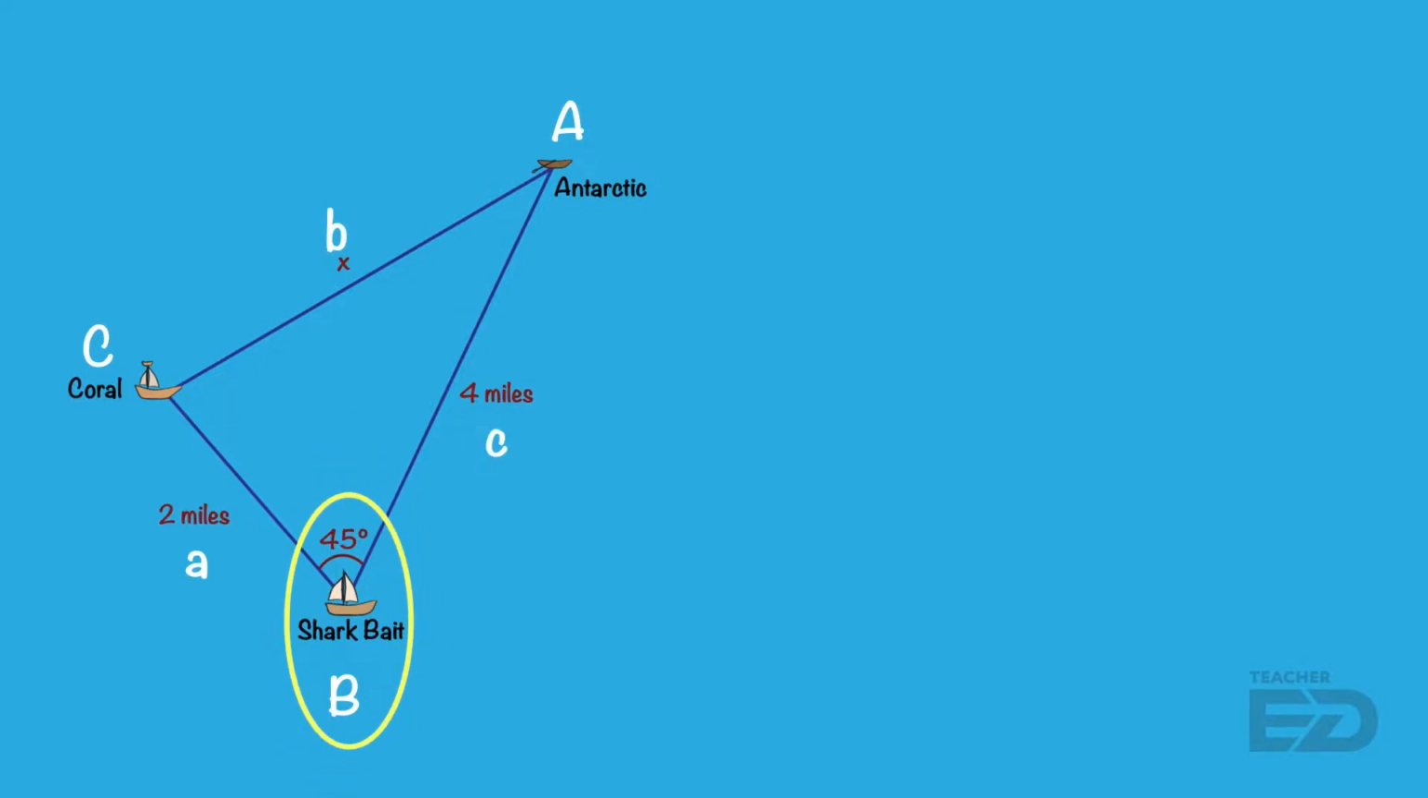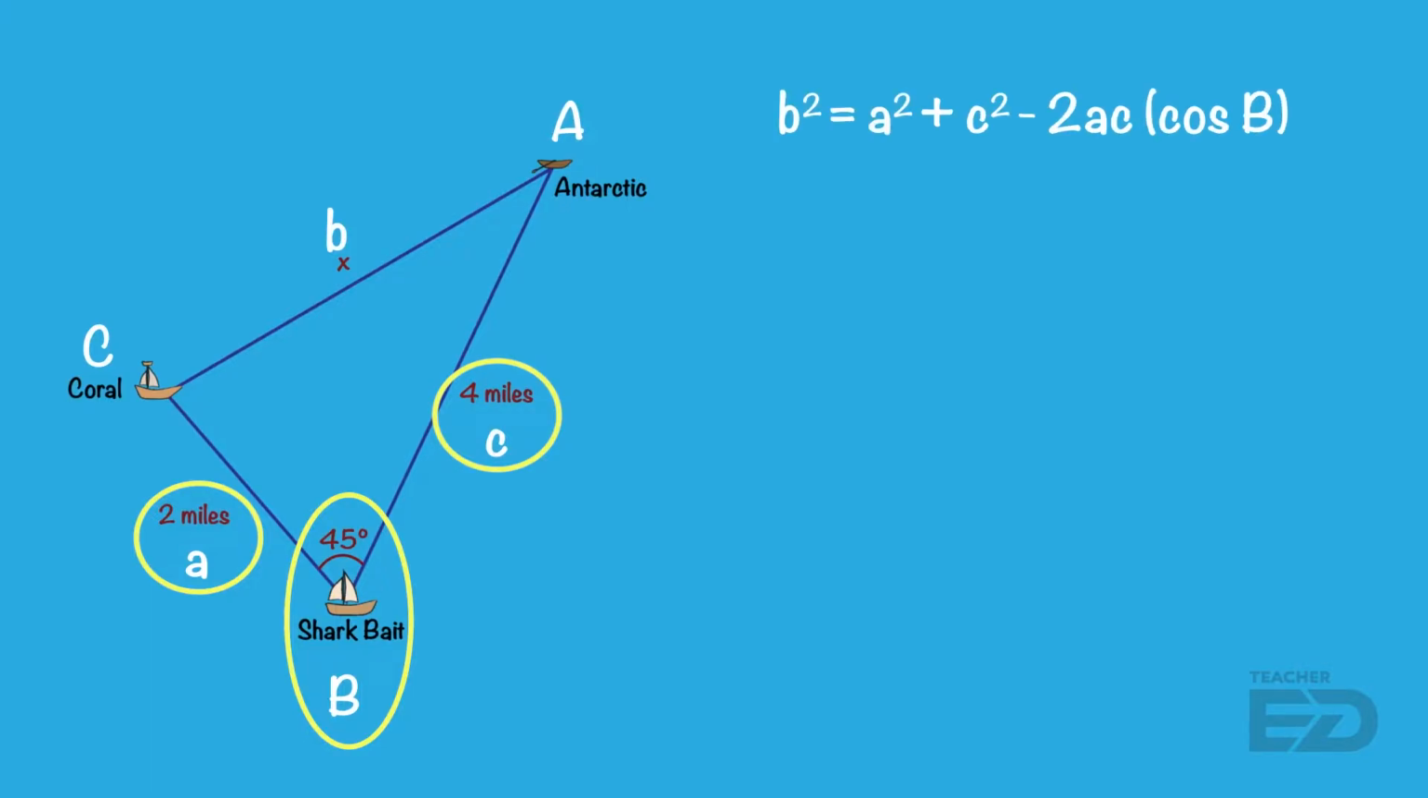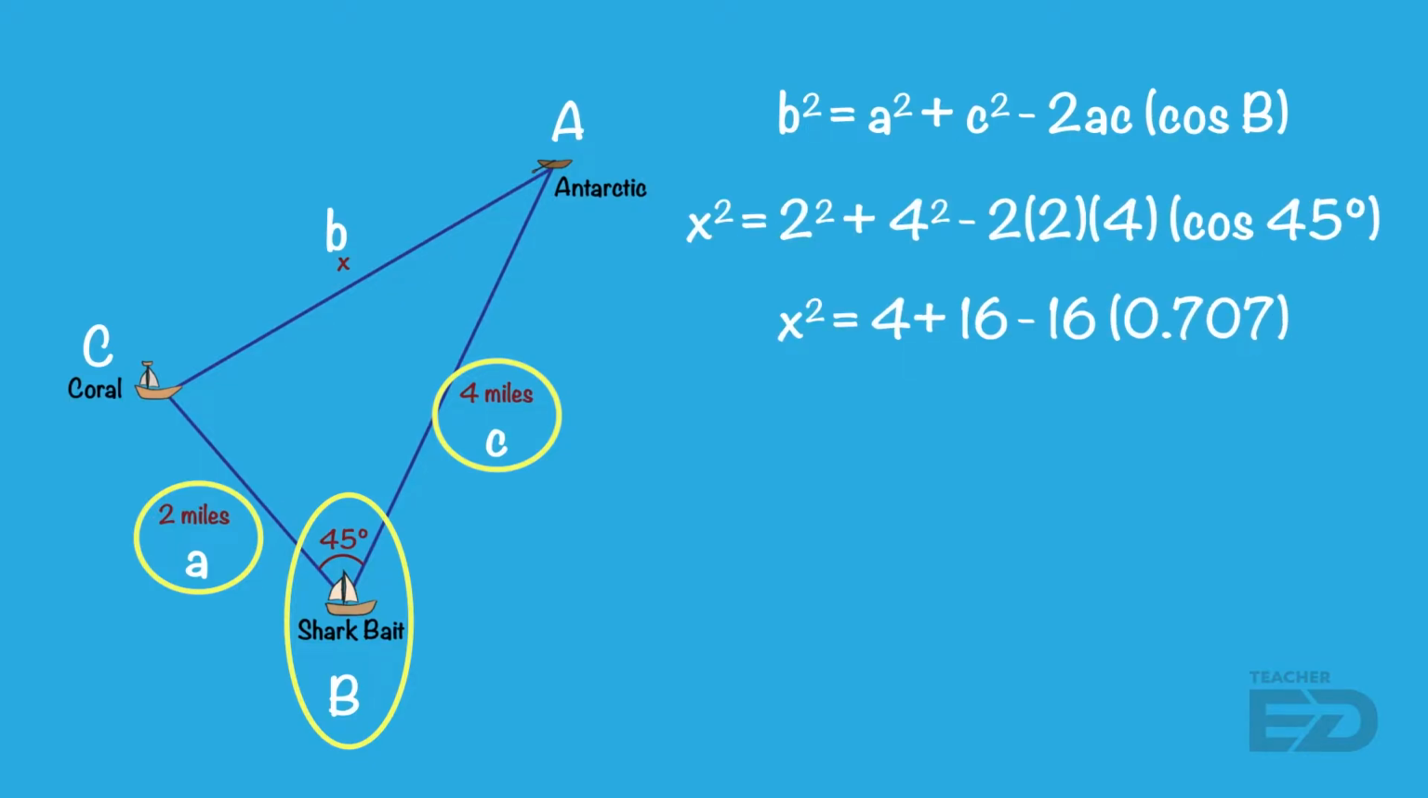Angle B is our known 45 degrees, and our known sides are a equals 2 and c equals 4. We will also go ahead and set x equal to b. First, we will work out our exponents, multiplication, and find the value of cosine 45 degrees.